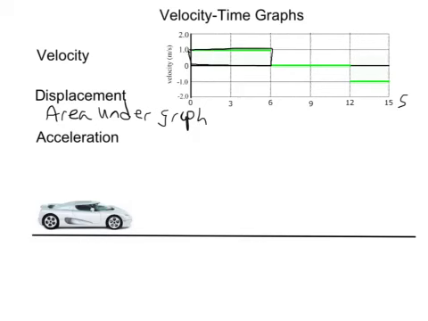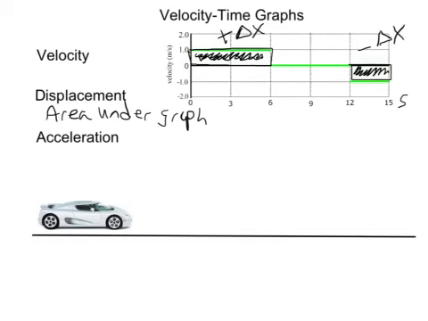What we want to pay attention to is whether that area is a positive displacement or a negative displacement. In this case, for this graph here, this area is above the x-axis. That's going to give us a positive displacement right there. This area here under the graph is going to give us a negative displacement.